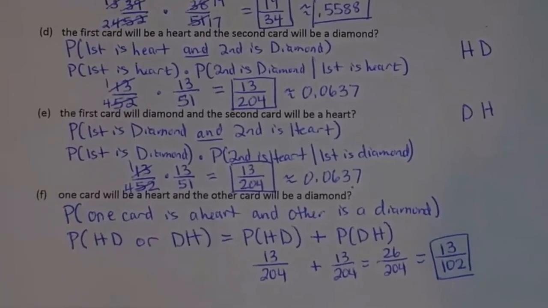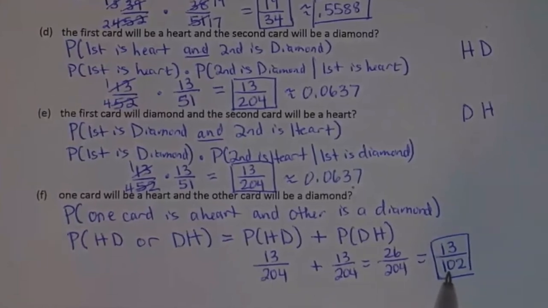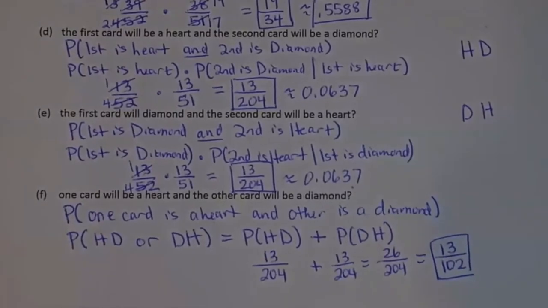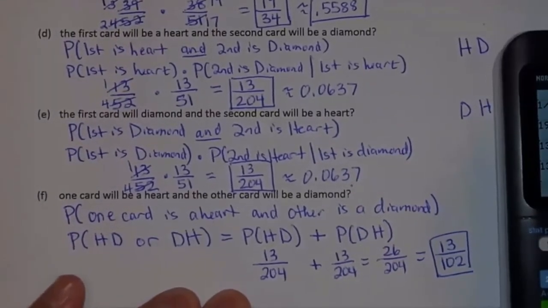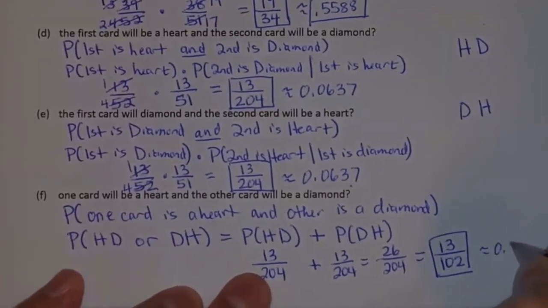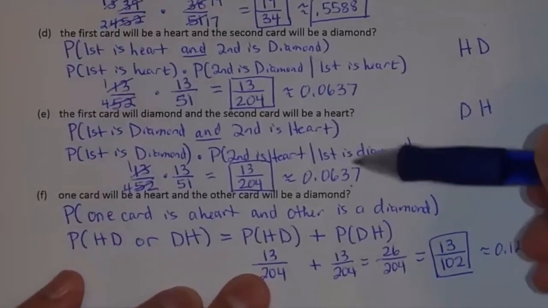So the probability of getting one heart and one diamond, again, would either be heart first, diamond second, or diamond first, heart second. And that overall probability would be 13 out of 102, which again is just these two probabilities added together. If I do the division, that would be 0.1275, which is essentially just these two things added together.